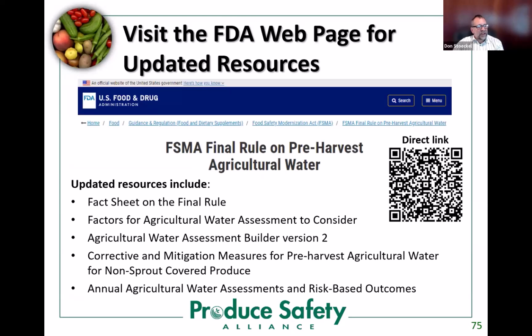FDA has a web page. Again, there's the direct link to it in this QR code. And the fact sheets that were provided for the proposed ag water Subpart E are now finalized and updated to reflect the final versions of that language.